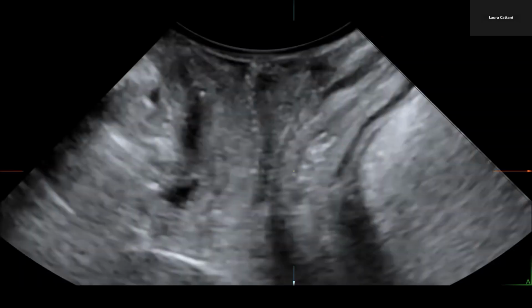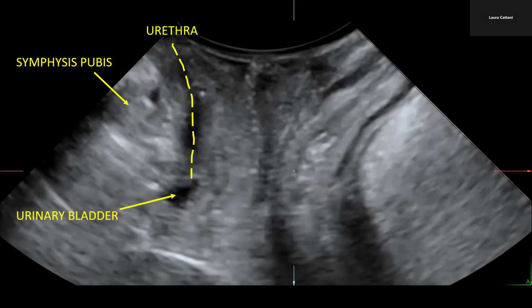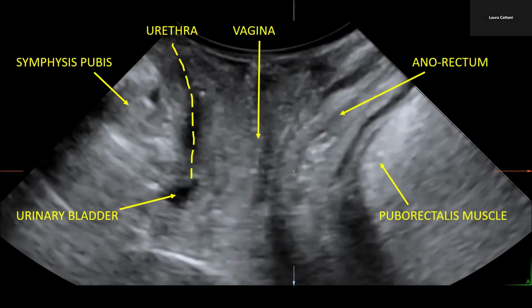The transducer is at the top of the image. The patient's front is on the left, and the patient's back is on the right. This is the symphysis pubis, the urinary bladder, urethra, vagina, inner rectum, and puborectalis muscle.